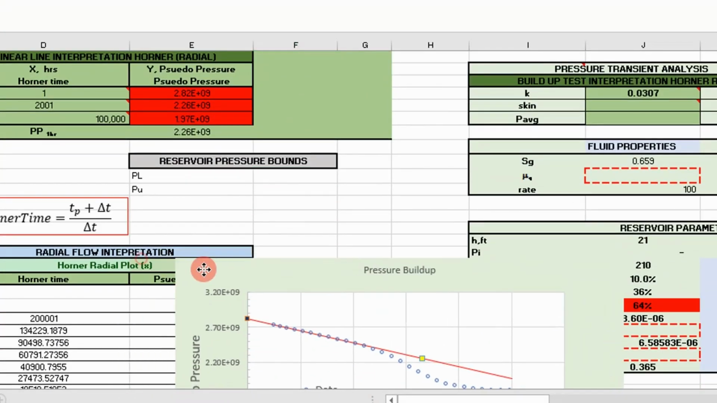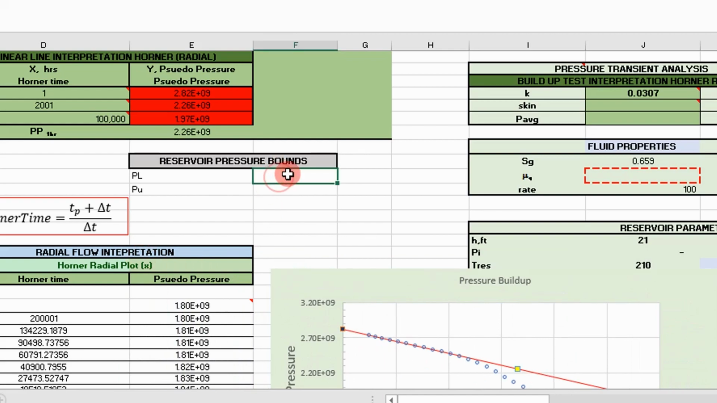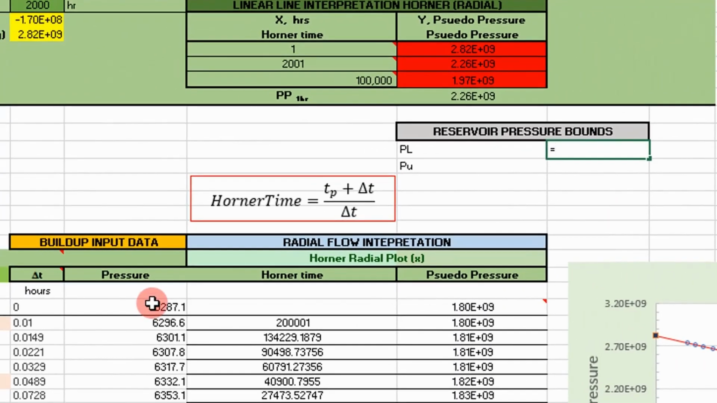So I need two bounds. My lower bound I'm going to use as my well flowing at 0 time, because we know that will not be greater than our reservoir pressure, average reservoir pressure. And then an upper bound, I'm just going to say 15,000.